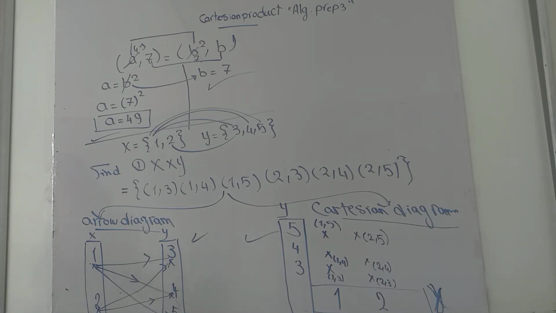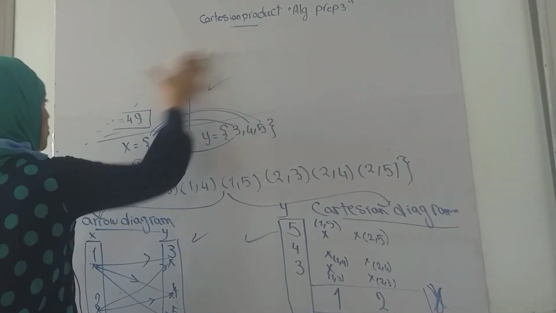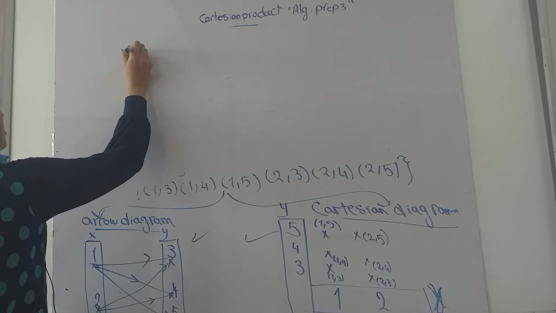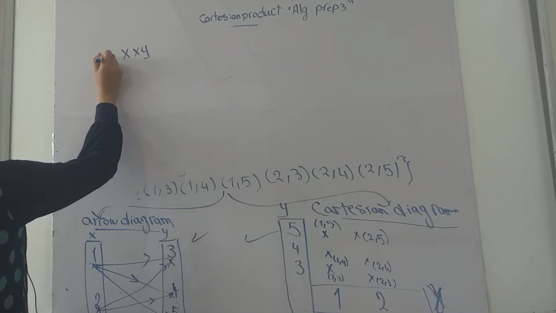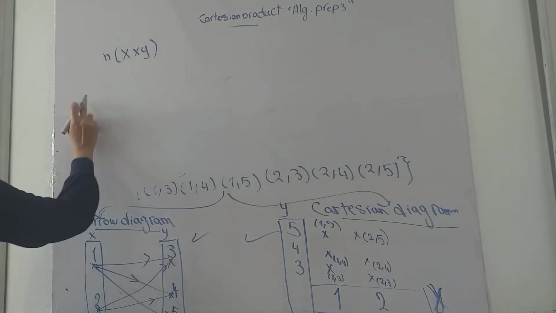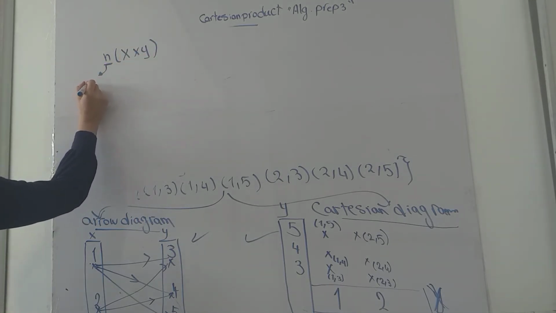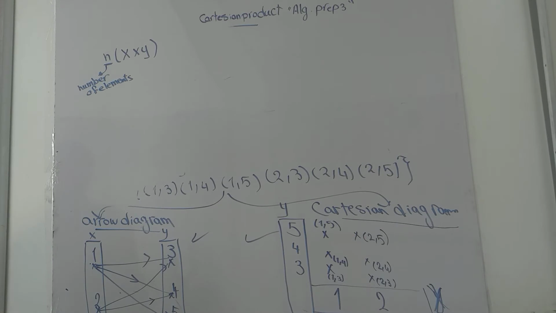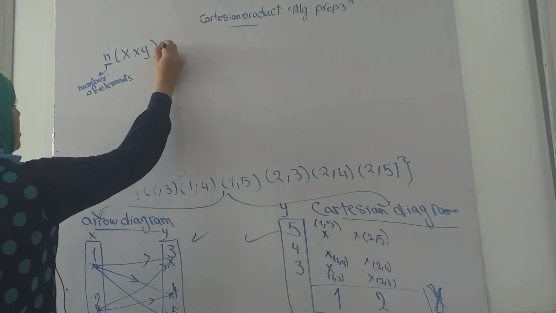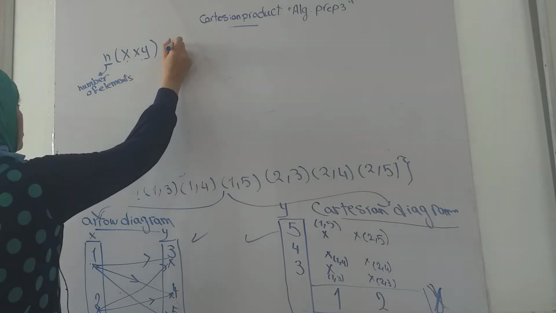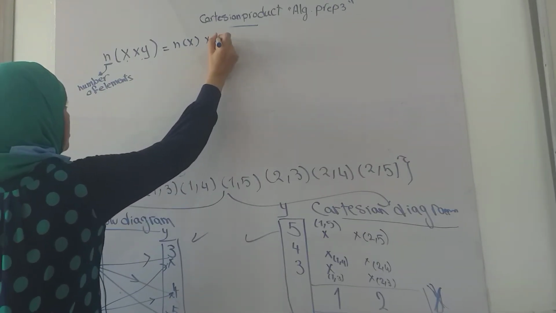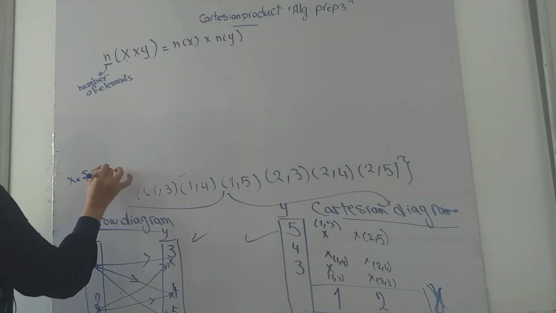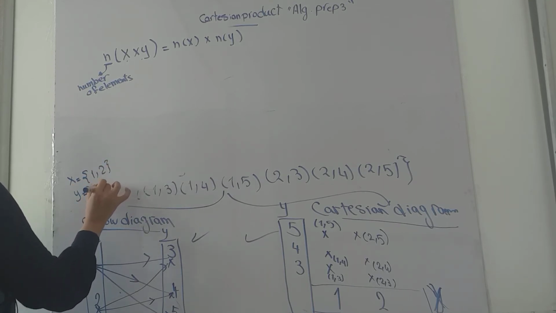Let's take some very important rules. What are these rules? Firstly, if I have x Cartesian product y, what about the number of elements in x by y? n means number of elements. The number of elements in the Cartesian product of x by y equals n of x times n of y. In this example, x can be 1 or 2, and y can be 3, 4 or 5.